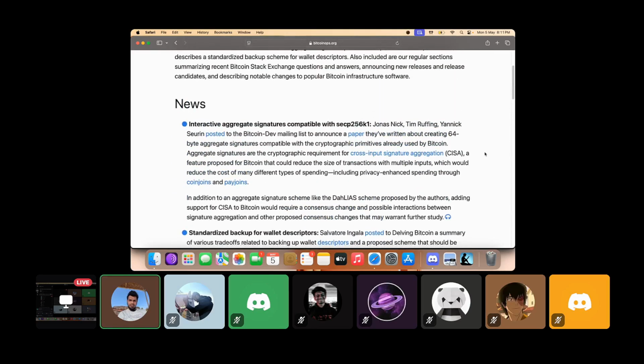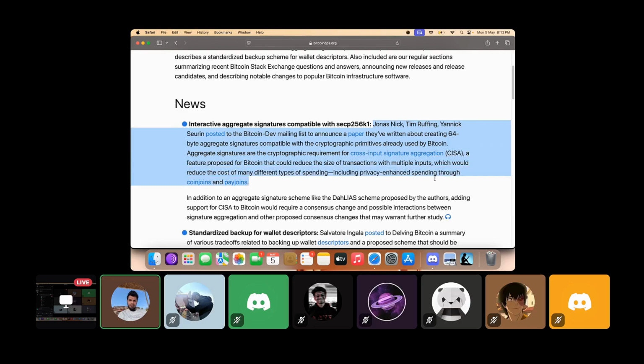We'll read the news article, the first one, and then try and dissect it and see what we can make of it. So the title is Interactive Aggregate Signatures Compatible with SEC P256K1. Jonas Nick, Tim Ruffing, Yannick Seurin posted to the Bitcoin dev mailing list to announce a paper they've written about creating 64-byte aggregate signatures compatible with the cryptographic primitives already used by Bitcoin.